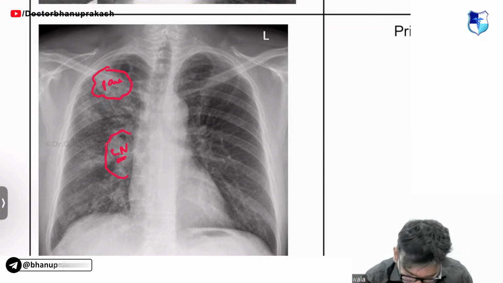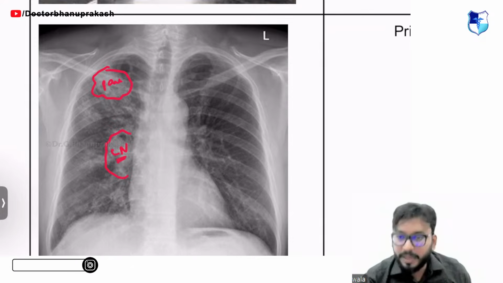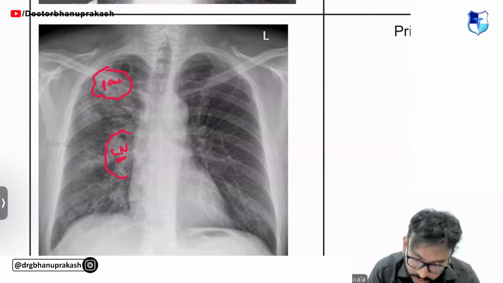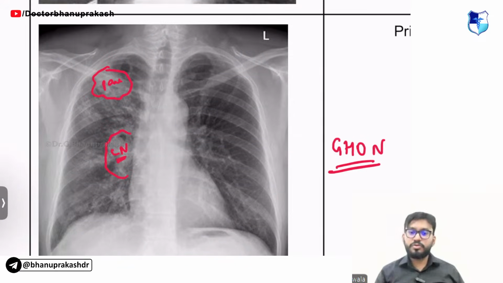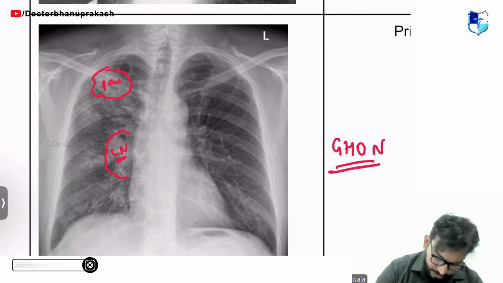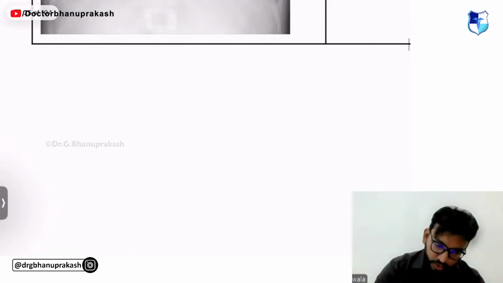In the lungs, TB forms a complex known as Ghon's complex. It is known as Ghon's complex, guys. Yes, G-H-O-N. Okay, right. So you treat this patient.